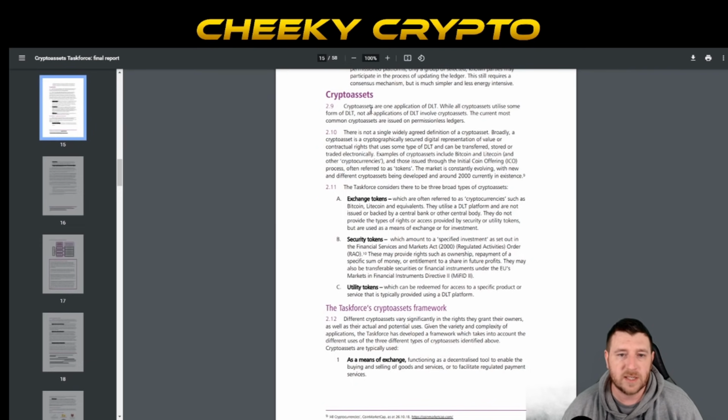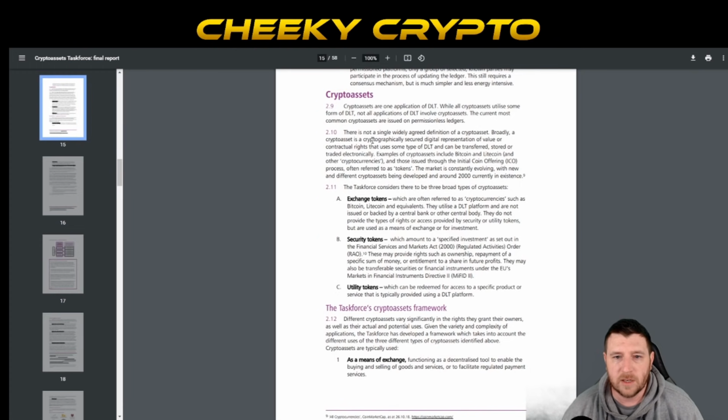So crypto assets, I've just gone straight to the important stuff here that is really going to support with the concerns around Binance. So crypto assets are one application of DLT, so that's the distributed ledger technology. While all crypto assets utilize some form of DLT, not all applications of DLT involve crypto assets. Current most common crypto assets are issued on permissionless ledgers. Okay, so that's pretty straightforward to understand there.